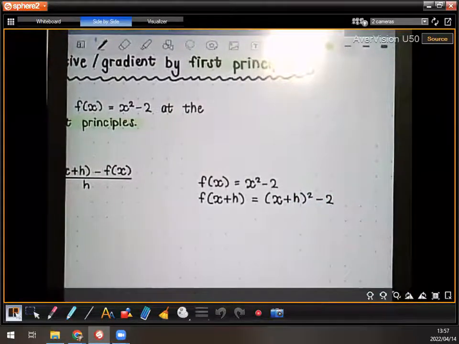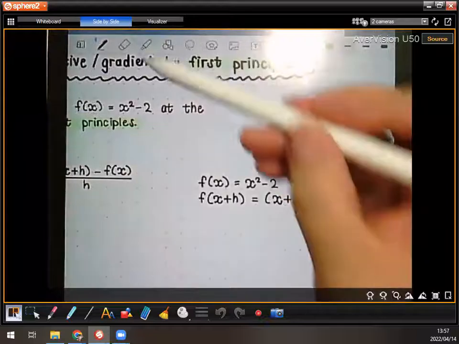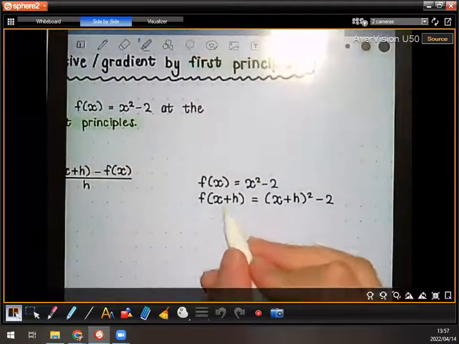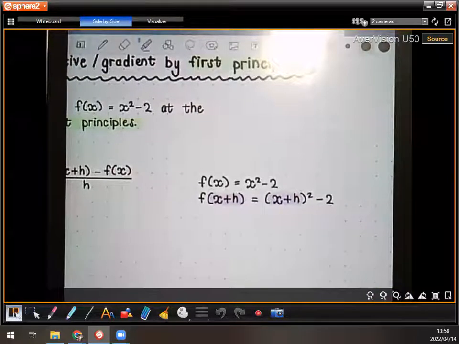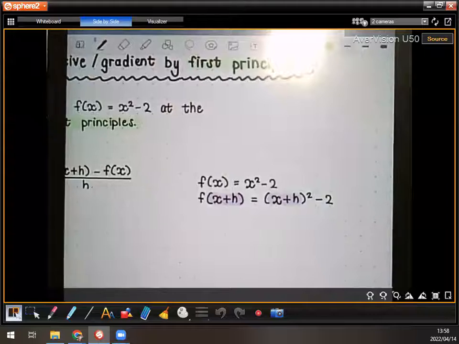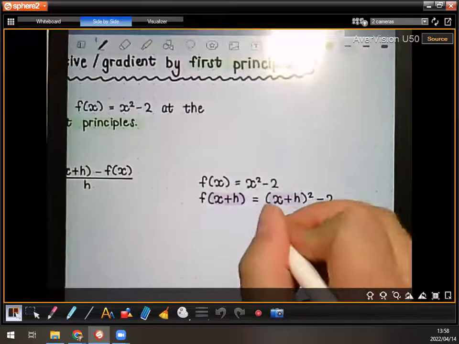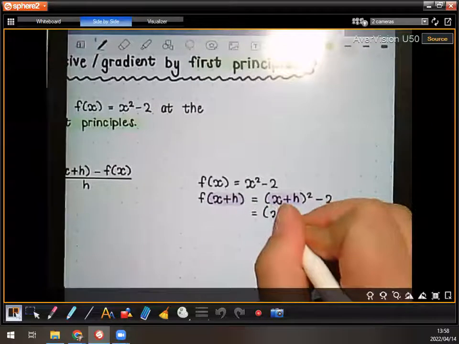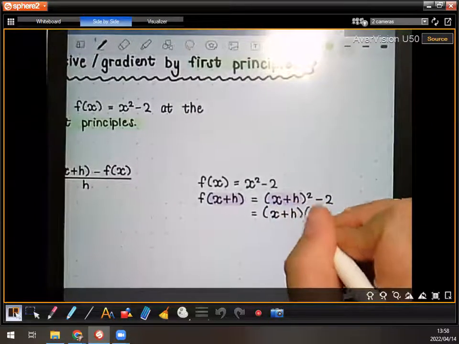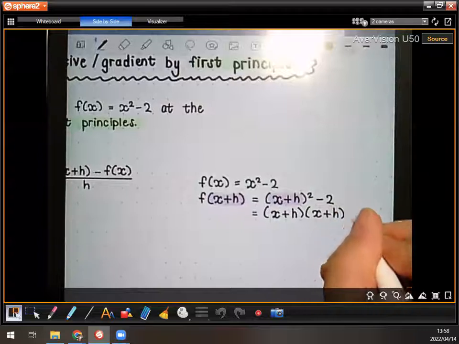We've done function notation before. Whatever is in the brackets, you replace the x with. So if it was f of 3, you would make your x equal to 3. Now it's f of x plus h, so you have to replace your x with x plus h. That's what you're always going to do. Completely different from the proof. Now we're going to multiply this out. Remember that this is the same as x plus h times x plus h.